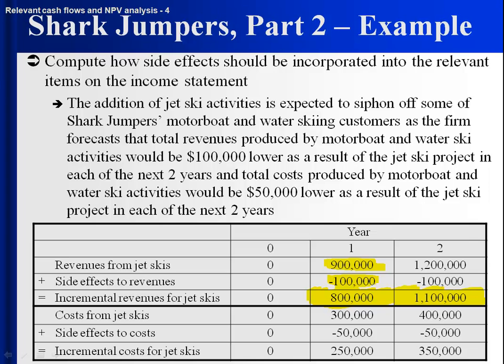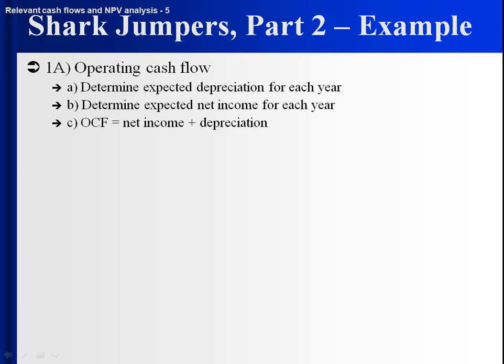But since you've got less revenues, less activity, you'd have less costs, so you'd have $300,000 in cost just from doing jet skis, but the cost associated with motorboating would go down by 50, and as a result, costs for the whole firm would go up by 250 in year one. Year 2, it's a similar analysis that gets you to 350. So now we have revenues and costs, and it's a matter of figuring out operating cash flow.